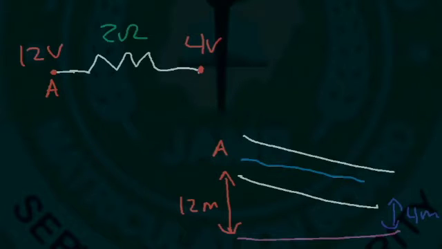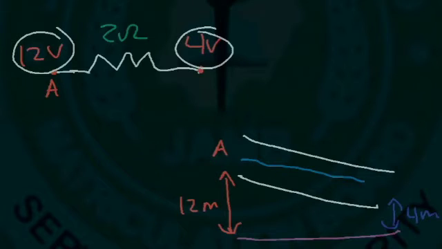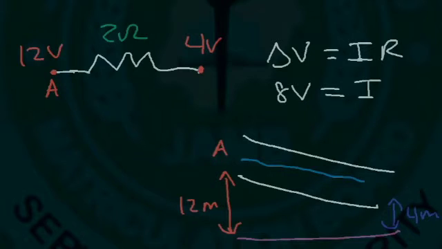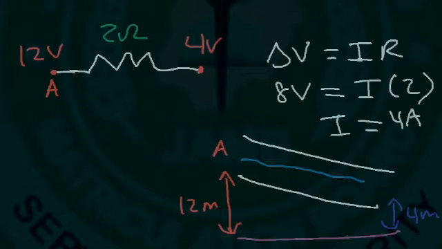So likewise, in this circuit, it's the voltage difference between these 2 points that's important. So using Ohm's law, the change in voltage, or the potential difference between the 2 points across the resistor, is 8 volts. That's equal to I times the resistance of 2 ohms. So 8 divided by 2 will give us a current of 4 amps. So 4 amps will flow through the resistor.